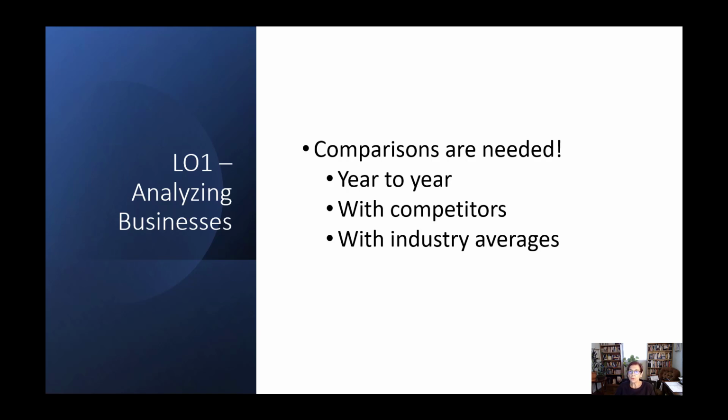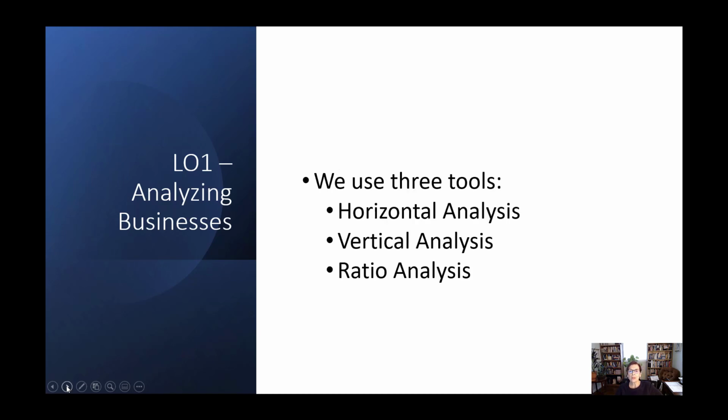So number one rule, if you're trying to decide if something is good or not, make a comparison, all right? A number all by itself is really not helpful. In a few cases it is, where we have some rules of thumb, but for the most part, compare it with something, all right?